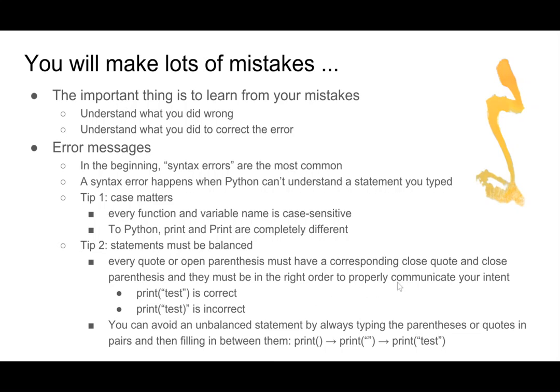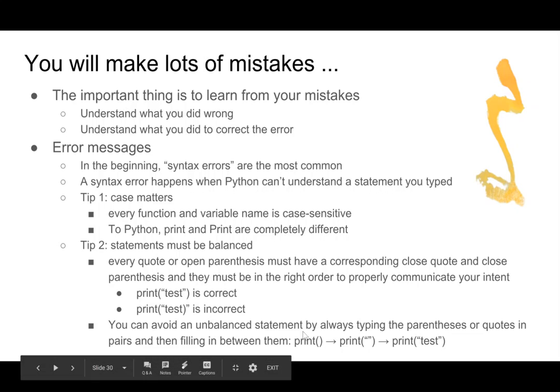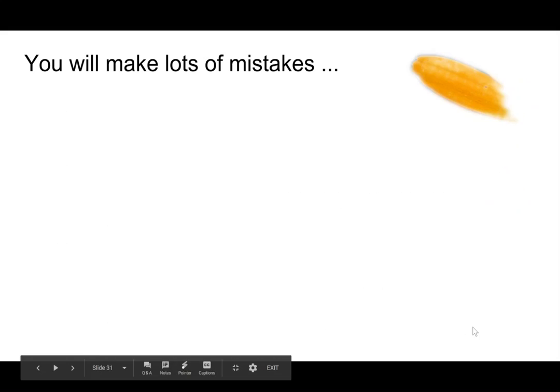So one method to avoid those kinds of unbalanced statements is by always typing the parentheses or quotes in pairs and then filling in between them. You can type print, open, close, and then put the open, close quotes inside of print, and then finally put the text you want to be in your string between those quotes.